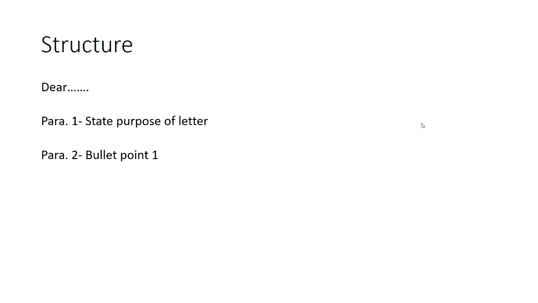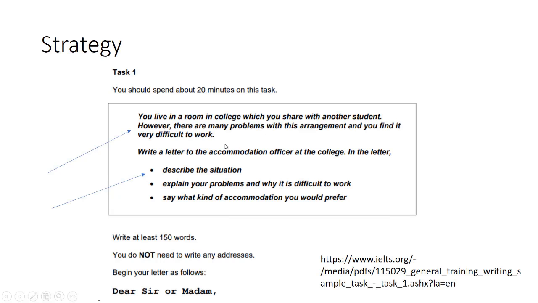Skip a line. Paragraph 2, bullet point number 1. If we go back here, in the first paragraph you're just going to mention the purpose, which is here. Second paragraph, you're going to talk about describing the situation. Third paragraph, explain your problems. Fourth paragraph, say what kind of accommodation you prefer. So paragraph number 2 is bullet point number 1. Paragraph number 3 is bullet point number 2. Paragraph 4 is bullet point number 3. And then you sign off either formally or informally. Again, super simple, super straightforward. Just keep it simple. Use this and you will do very, very well.